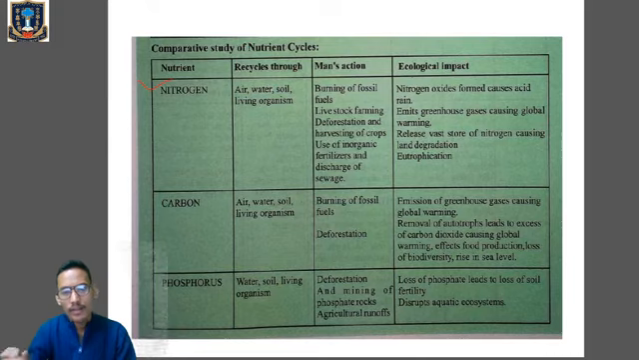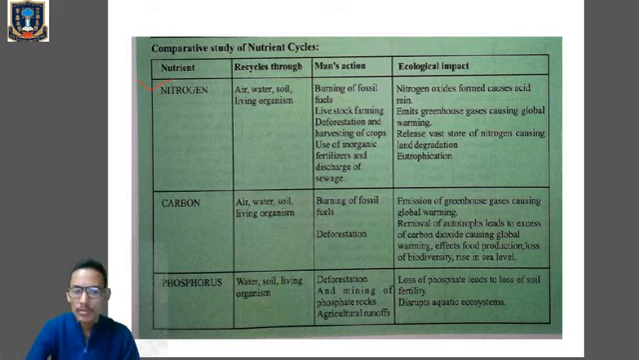What is the impact on ecosystems? Nitrogen oxides form acid rain, and acid rains are very harmful to our vegetation, right, and to the monuments or the buildings. It emits greenhouse gases causing global warming, and releases a vast store of nitrogen causing land degradation. It causes eutrophication, okay, the growth of algae or unwanted weeds or plants on the water body. Number two nutrient is carbon.